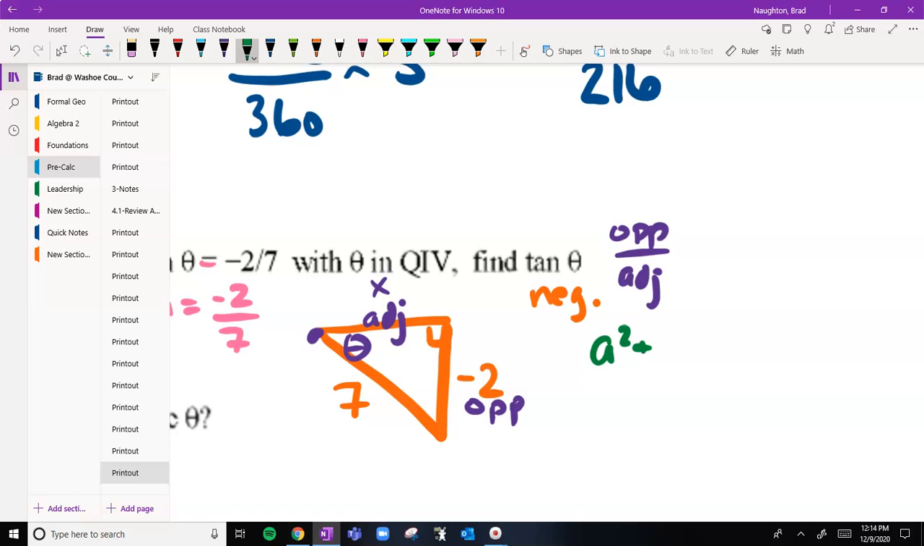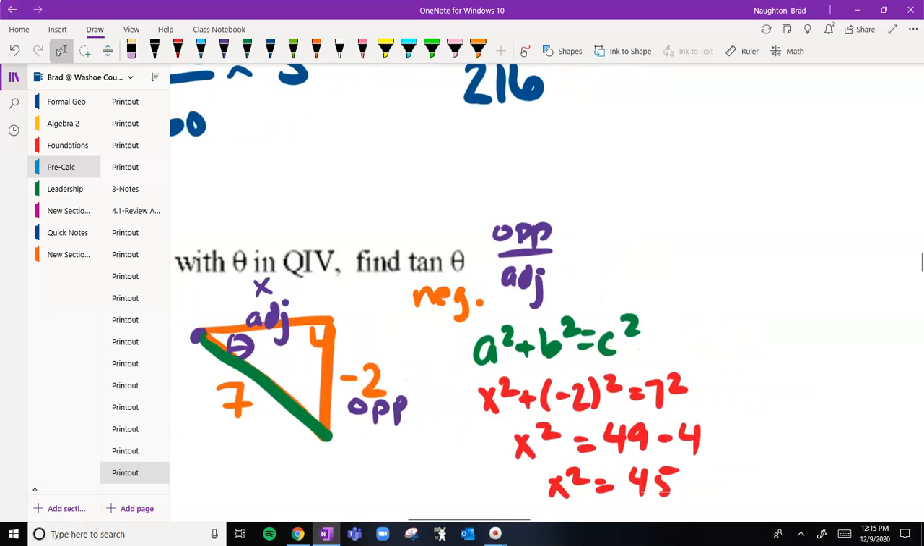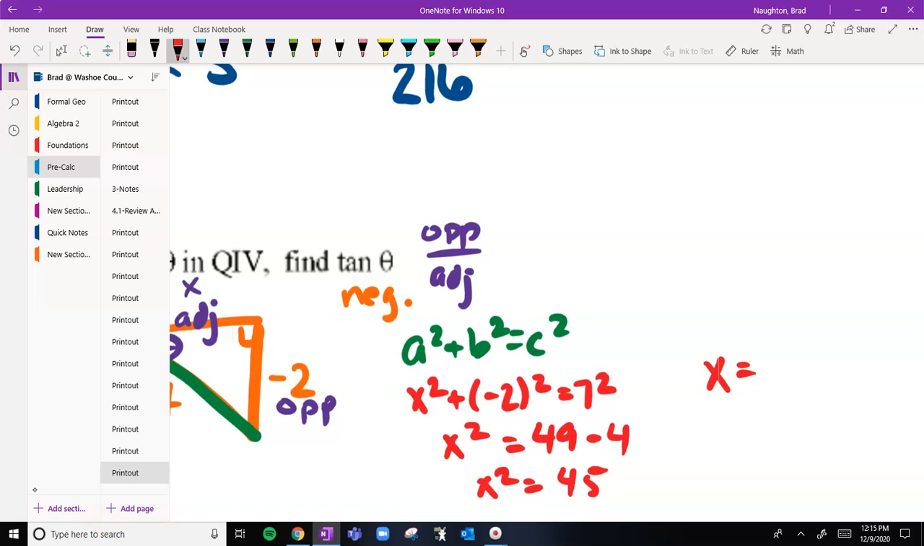And we have a lovely right triangle here. So that's a squared plus b squared is equal to c squared, where our c is always the hypotenuse. So x squared plus a negative 2 squared is equal to 7 squared. So x squared is going to be 49 minus 4. So x squared is going to be 45. So we'll say x is the same thing as 3 root 5. That's after you went ahead and took the square root of both sides there and then did a factor tree.